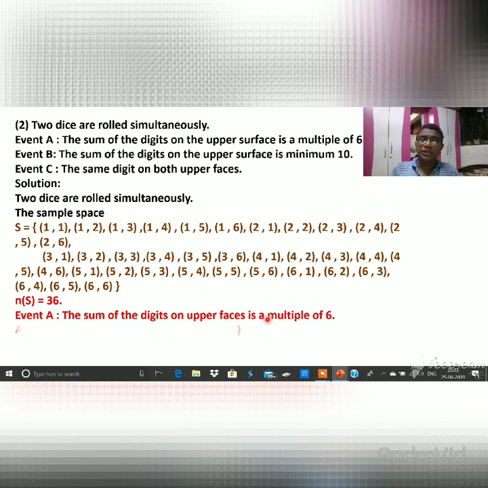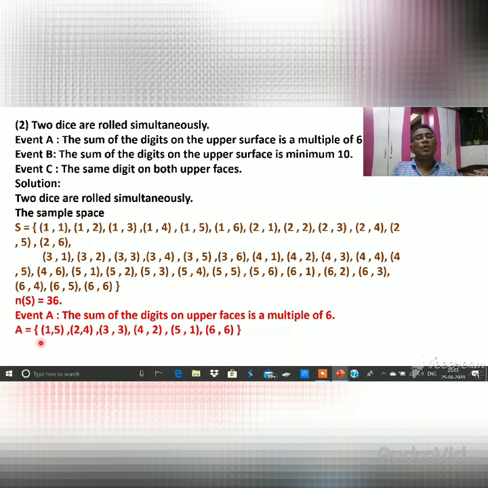So this is event A that I write here. See, event A: 1 and 5, sum 6. 2 and 4, sum 6. 3 and 3, sum 6. 4 and 2, sum 6. 5 and 1, sum 6.